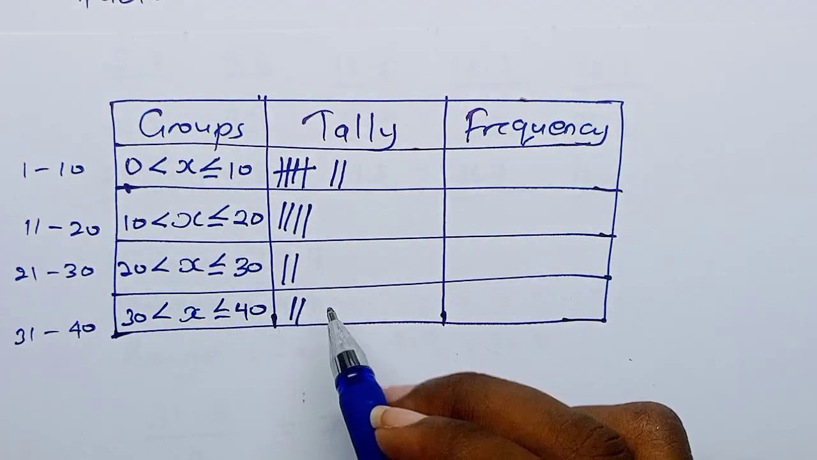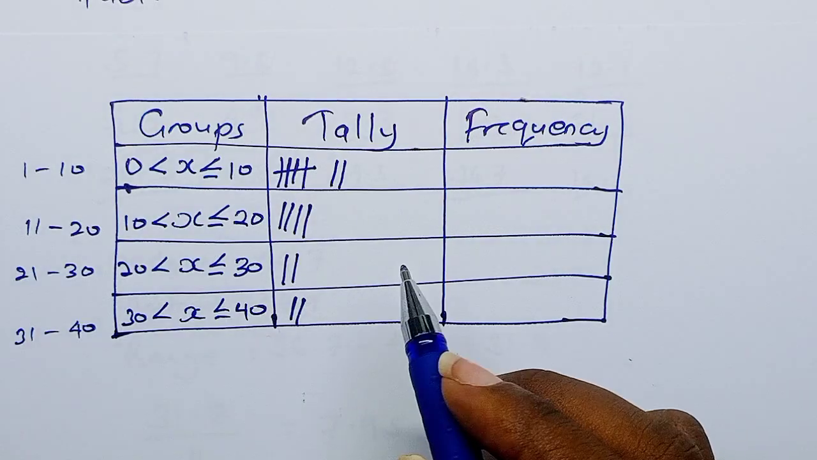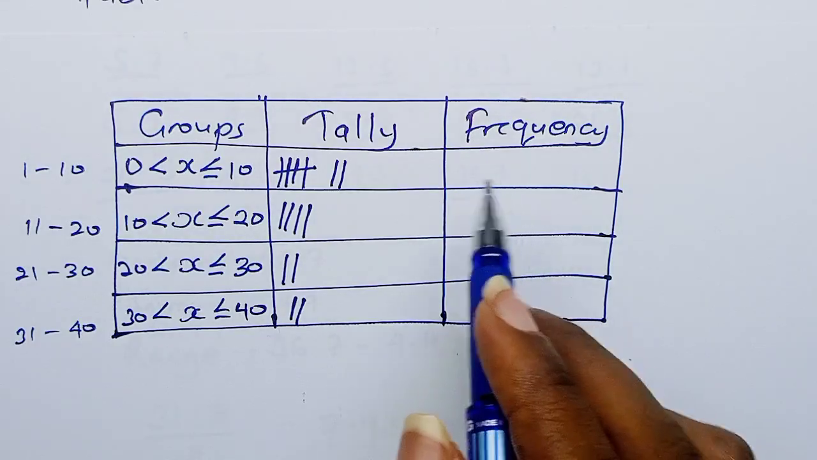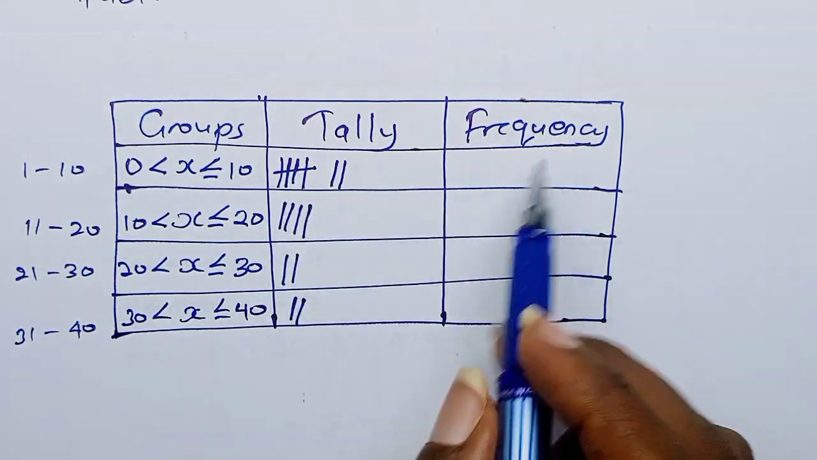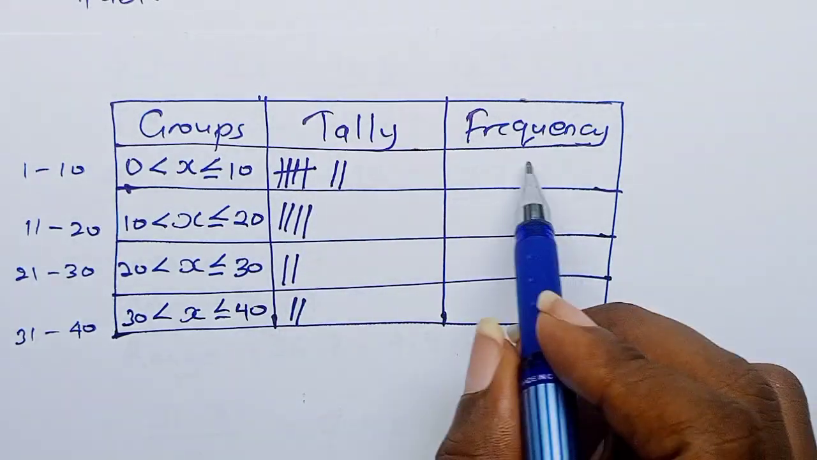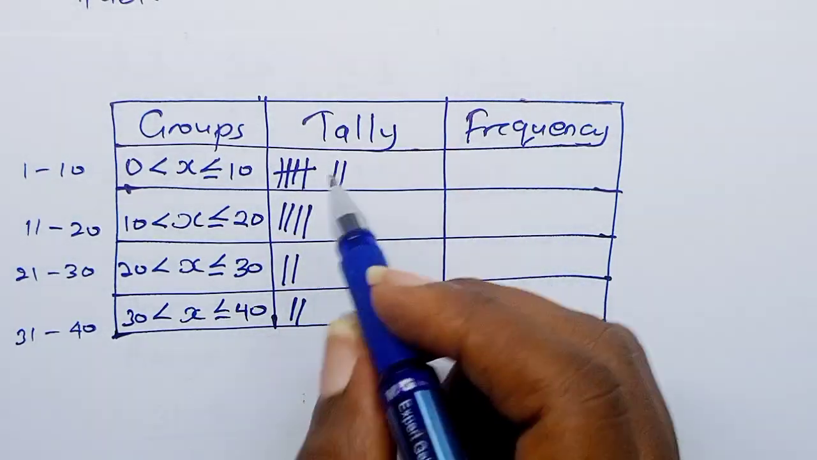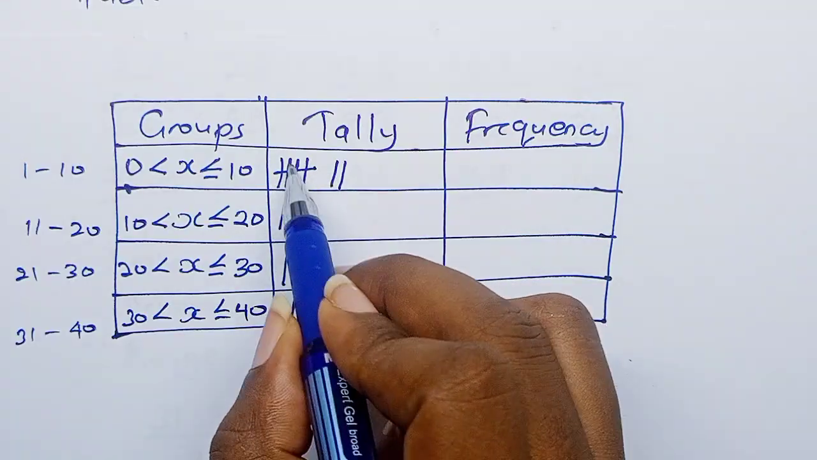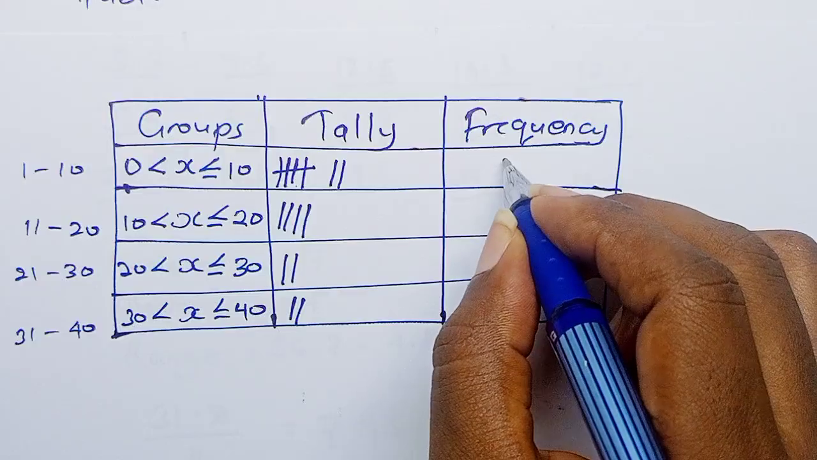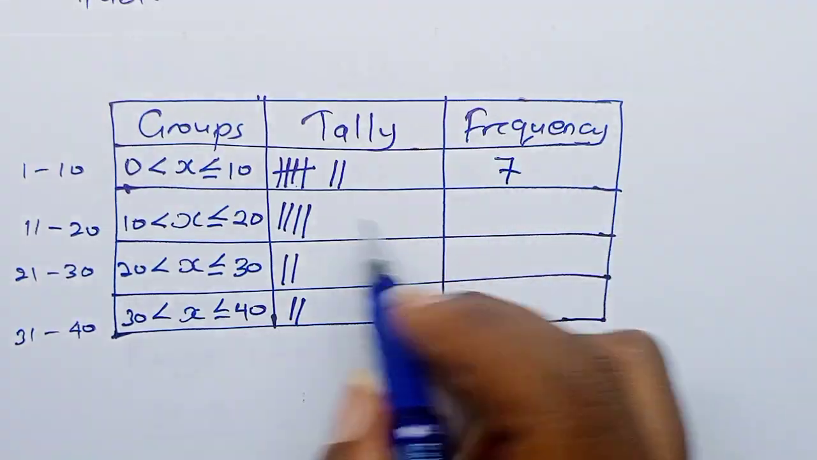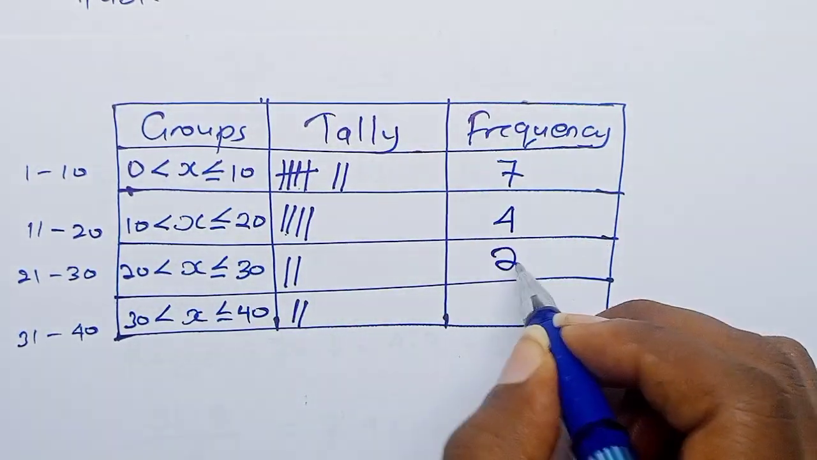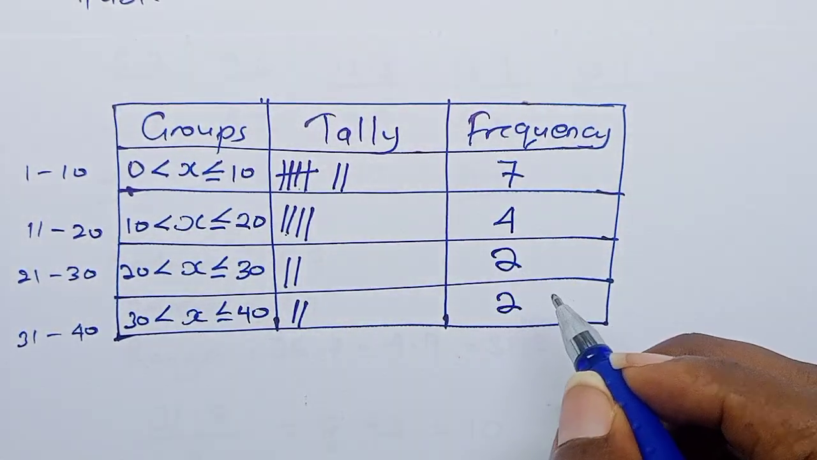After tallying the marks, we need to fill the frequency column. You count the tally marks and put that number in the frequency column. So here we have 1, 2, 3, 4, 5. We got a bundle here, so 5 plus 2, which is 7. Here we have 1, 2, 3, 4. Here we have 2, and here we have 2 as well.